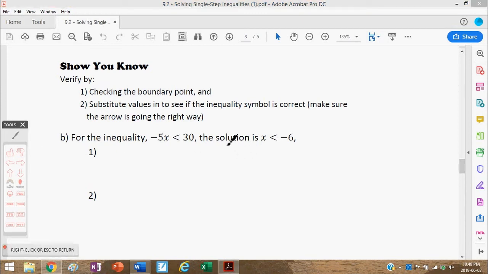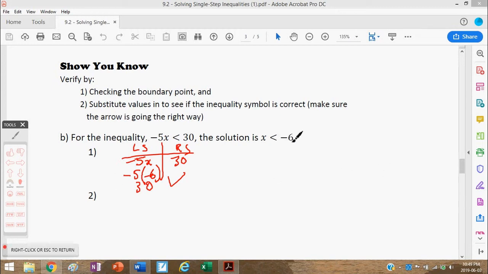You've paused it, lovely. Let's verify the boundary point first of all. Let's do this the right way. Left side and right side. Negative 5x over here, 30 over here. Negative 5 multiplied by negative 6 is indeed 30. That's good. Boundary point is good. Okay, we've done that part the right way. Now we're going to substitute values in.